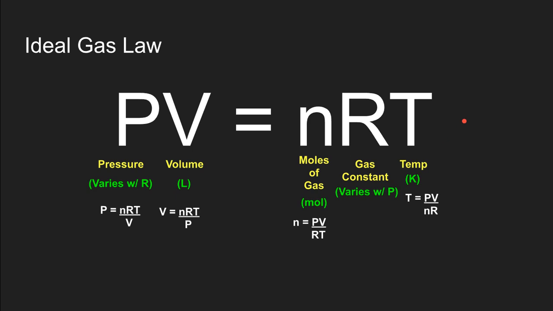So the other day we started discussing the ideal gas law. What that basically does is it allows us to solve for pressure, volume, moles or amount of gas, or temperature. And all that can be done because of a thing called a gas constant. So let's take a look at that for a moment.